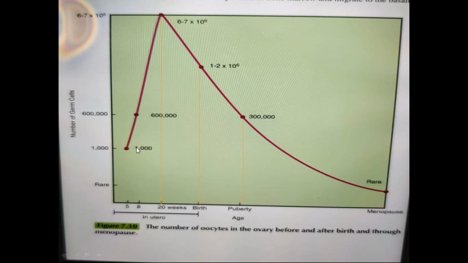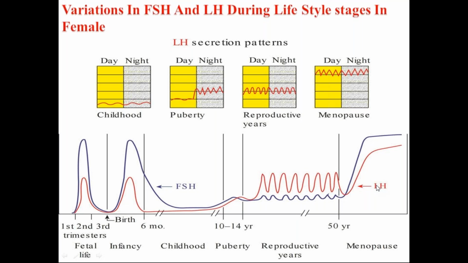So these are the changes of oogonia. You can see the peak of 6 to 7 million at 20 weeks. At birth 1 to 2 million, puberty 4 lakhs, and only 400 will ovulate. These are the variations in gonadotropins during the life cycle. During the fetal period, you can see there is high FSH and LH in the fetus. At birth, it is reduced due to the influence of maternal hormones, and maternal hormones have an influence on the fetus.